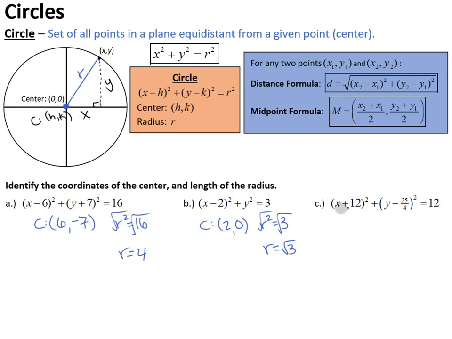Last one, well, let's see, h is going to be negative 12. Again, kind of the opposite sign here. k is just positive 25 fourths. You can leave it as a fraction now since we're not graphing. If you're graphing, maybe going to a decimal is better, but this is fine. And the radius squared equals 12. Well, when we square root this, the positive square root of 12, we can simplify that. That's 4 times 3. And so that simplifies as 2 times the square root of 3. So there's my center and a radius of 2 times the square root of 3.